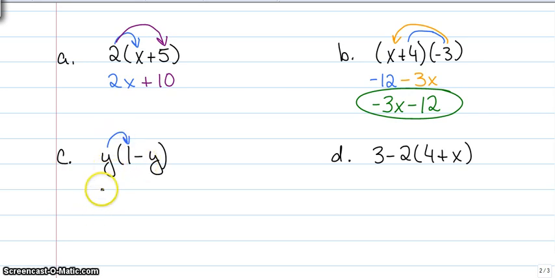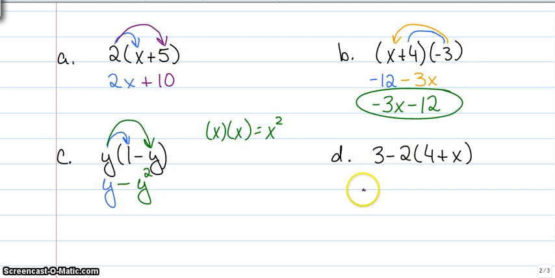y times 1 gives me y. y times negative y gives me positive times a negative, negative y squared. Because remember earlier, if we multiplied x times x, that's the same thing as x squared. We just don't want to have to rewrite x times x, so that's our shorthand.